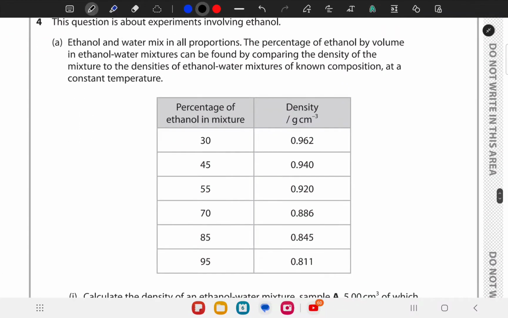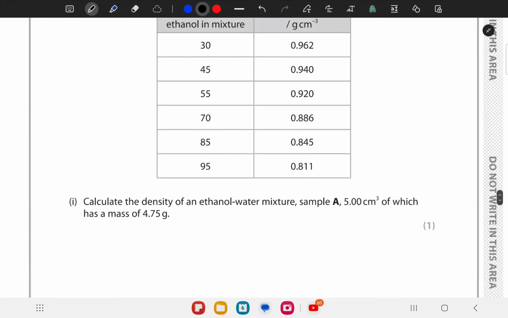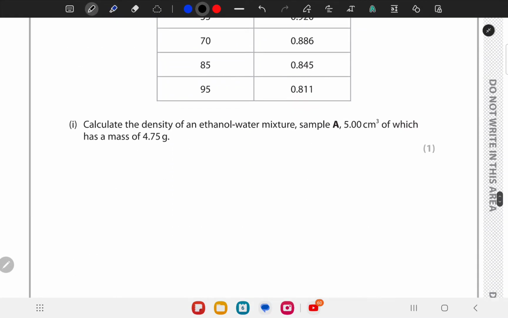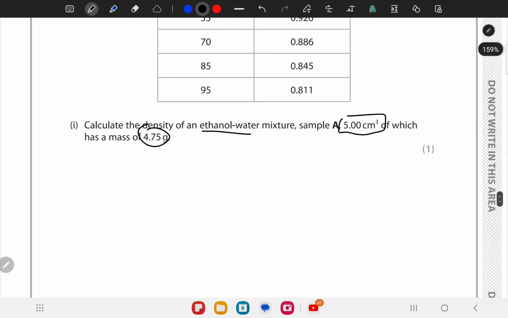Now moving to question 4. In part A we are given this data over here. We have to calculate the density of an ethanol water mixture, sample A, 5 cm cube of which has a mass of 4.75 grams. So if we find the density in gram per cm cube, we'll have 4.75 divided by 5. We'll get 0.950 gram per cm cube.